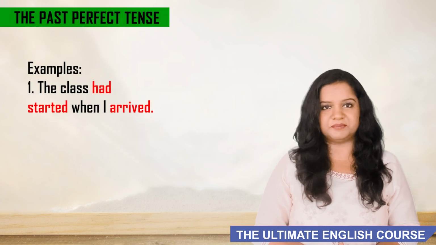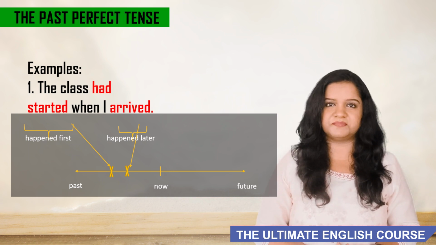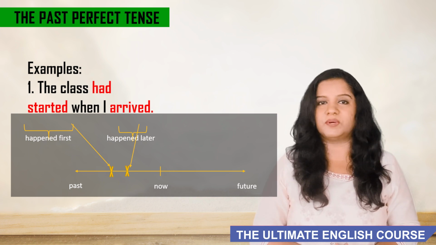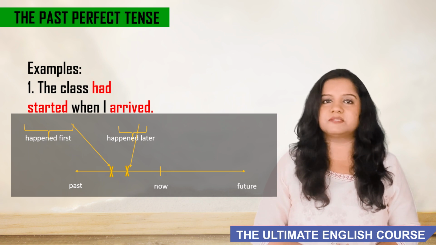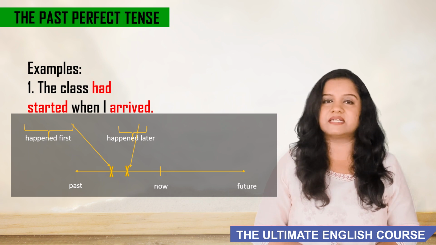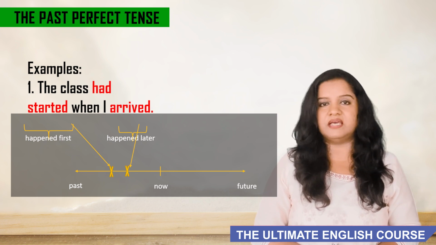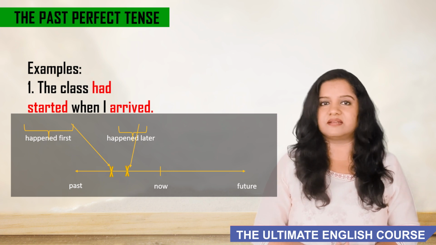Let's look at this example. The class had started when I arrived. So how many actions do you see here? Yes, there are two actions. One is started, the other is arrived. Which do you think happened first? The action that happened first is started, so we use the past perfect for that. We say had started. That's why we say the class had started when I arrived. And for the action that happened after that, we just use a simple past, that is arrived.